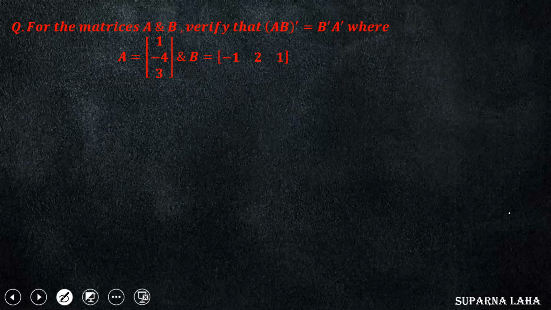A is given as 1, -4, 3. That is 3 rows, 1 column, 3 by 1. And here B has 1 row, 3 columns. So AB is defined since these two values are equal, and the order of AB is 3 by 3.